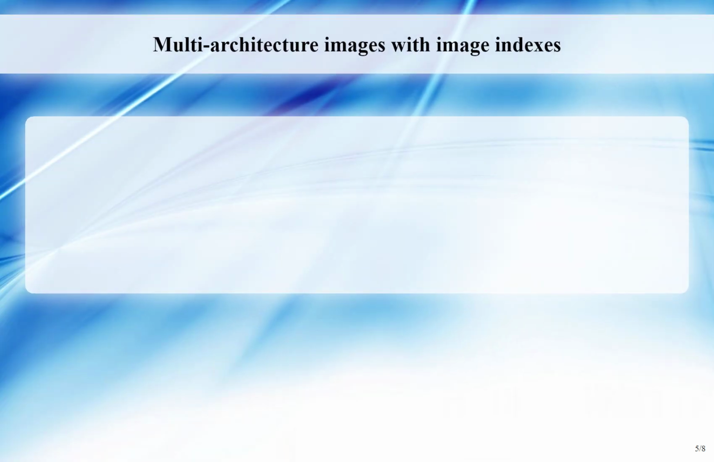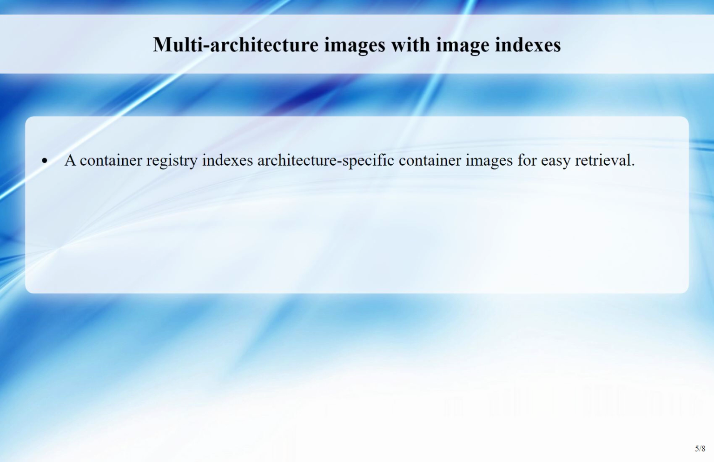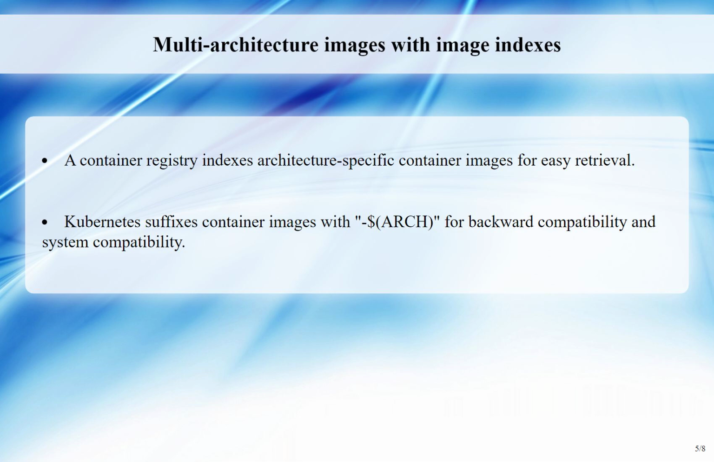Multi-architecture images with image indexes. A container registry can provide a container image index, which can point to multiple image manifests for architecture-specific versions of a container. This allows for different systems to fetch the correct binary image for the machine architecture they are using. Kubernetes typically names container images with a suffix for backward compatibility, allowing older configurations or YAML files with hard-coded images to still work. This ensures that different systems can access the right binary image based on their architecture.